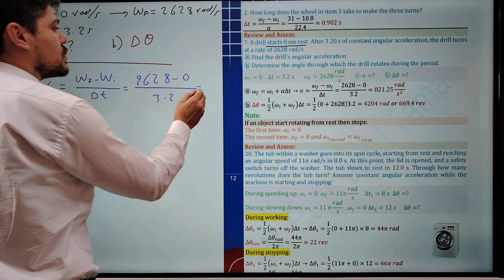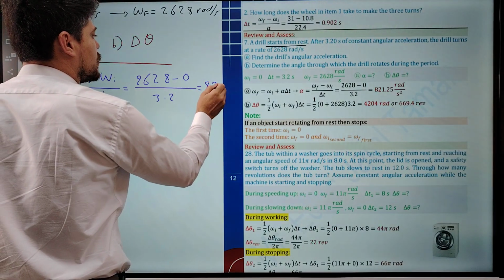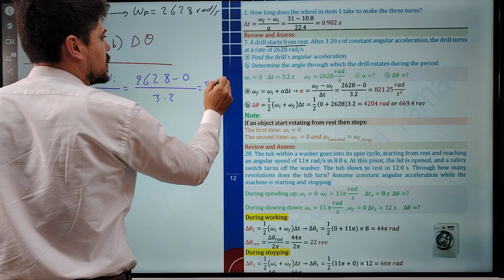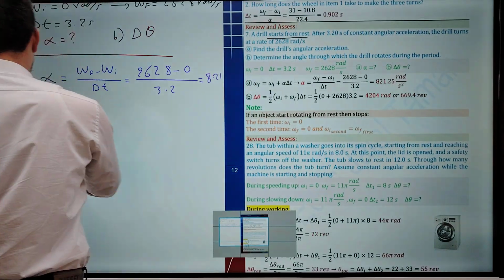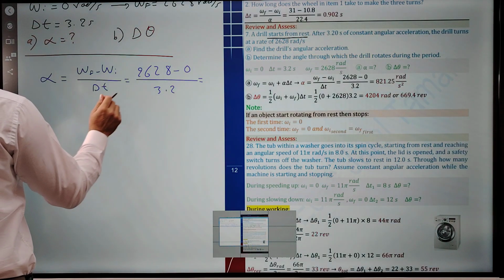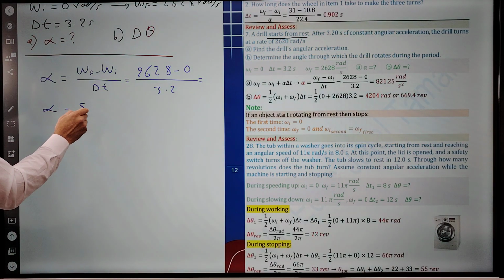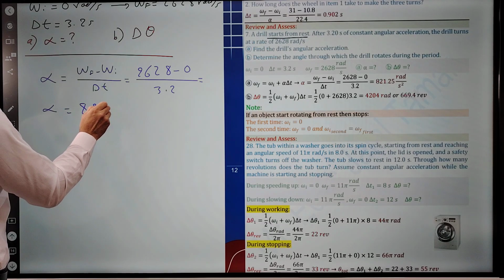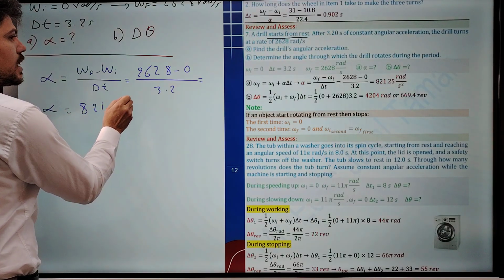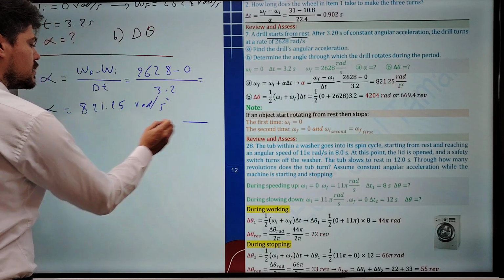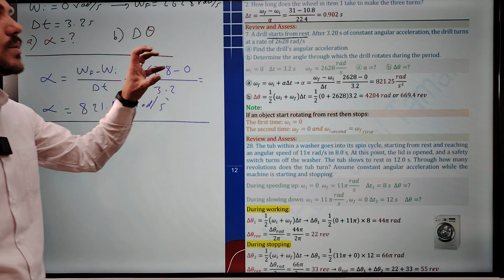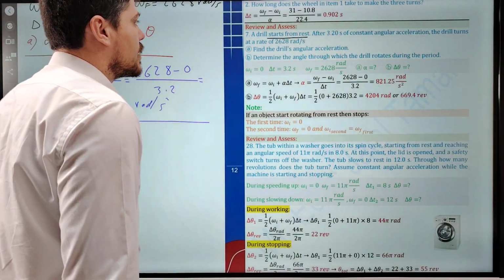Angular acceleration is equal to 821, sorry. Alpha is equal to 821.25 rad per second squared. So this is the angular acceleration for the drill in this question.